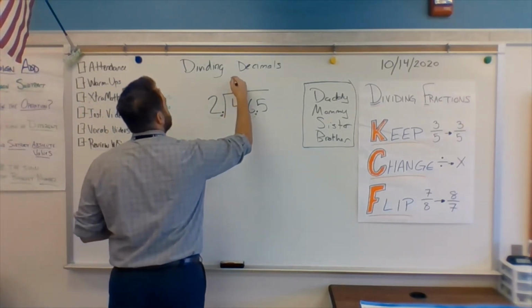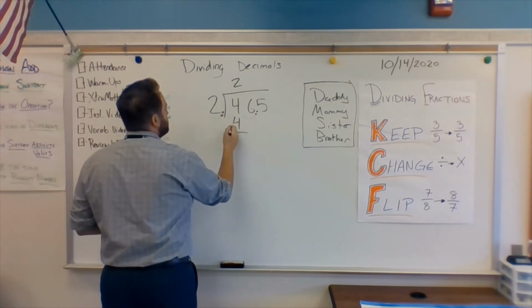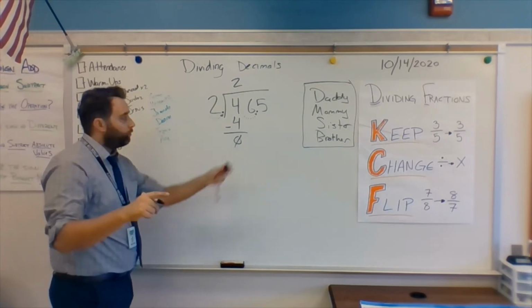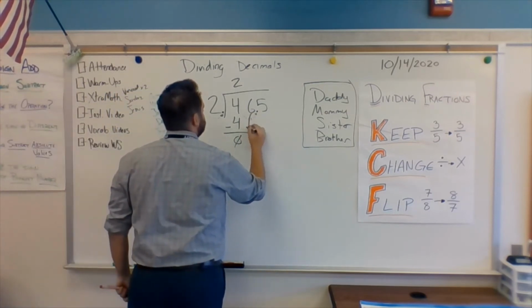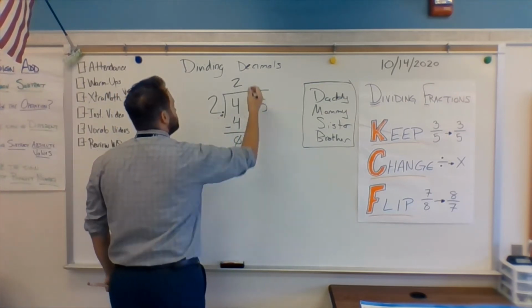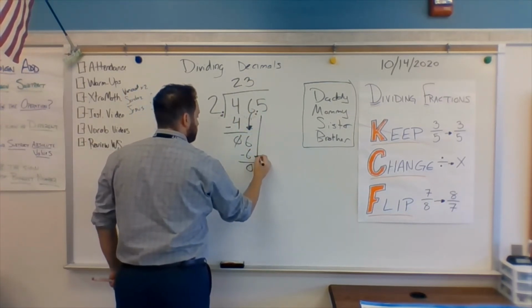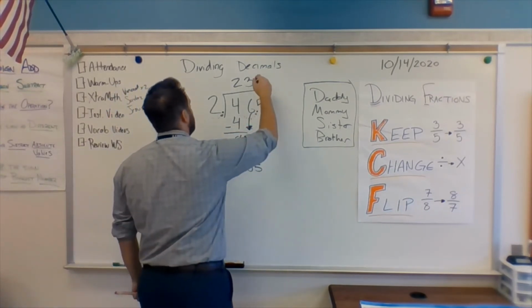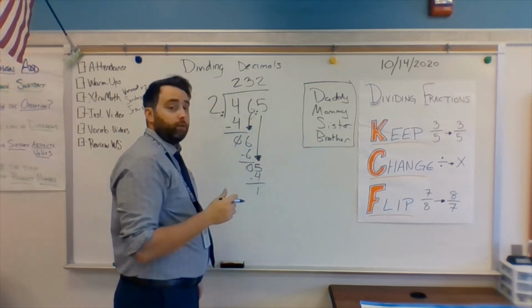2 goes into 4 2 times. 2 times 2 is 4. Do subtraction, even though it looks weird. Oh, we're all done? No. What about all these numbers? Got to keep going. How many times does 2 go into 6? 3 times. 3 times 2 is 6. Keep going. We're not done. Still got numbers on the board. 2 goes into 5. Once again, 2 times. 2 times 2 is 4. I get 1. Good.